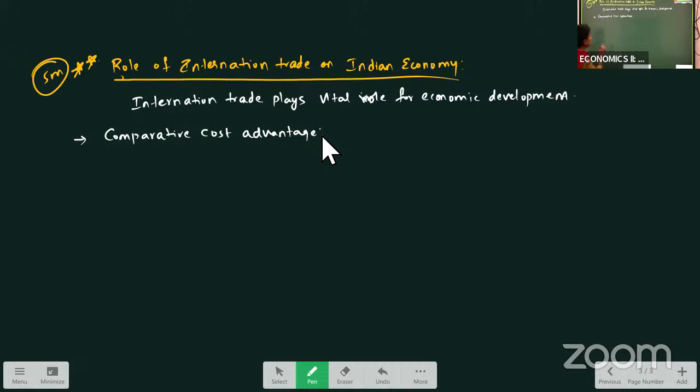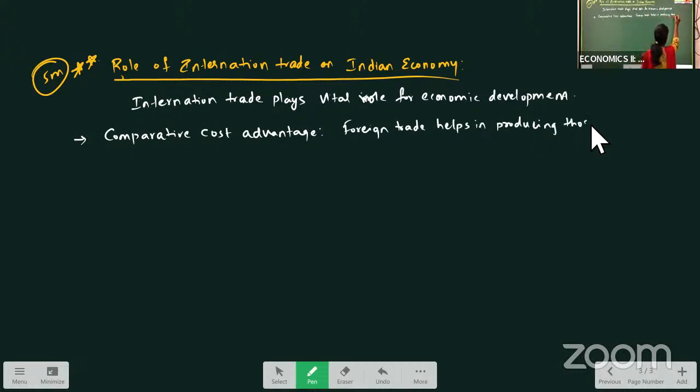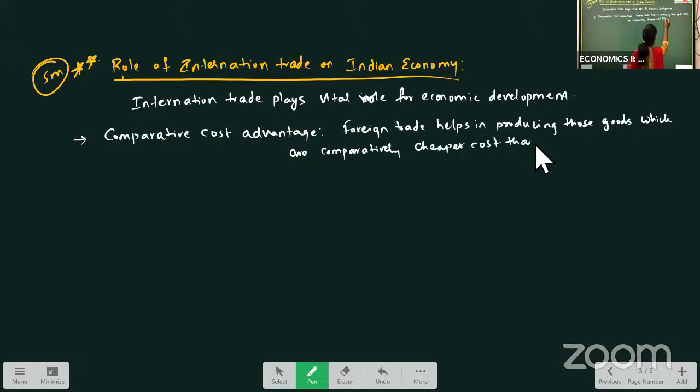Foreign trade helps in producing those goods which have comparatively cheaper cost than others. So when our cost of production is less, obviously the goods are available at low price in the country.